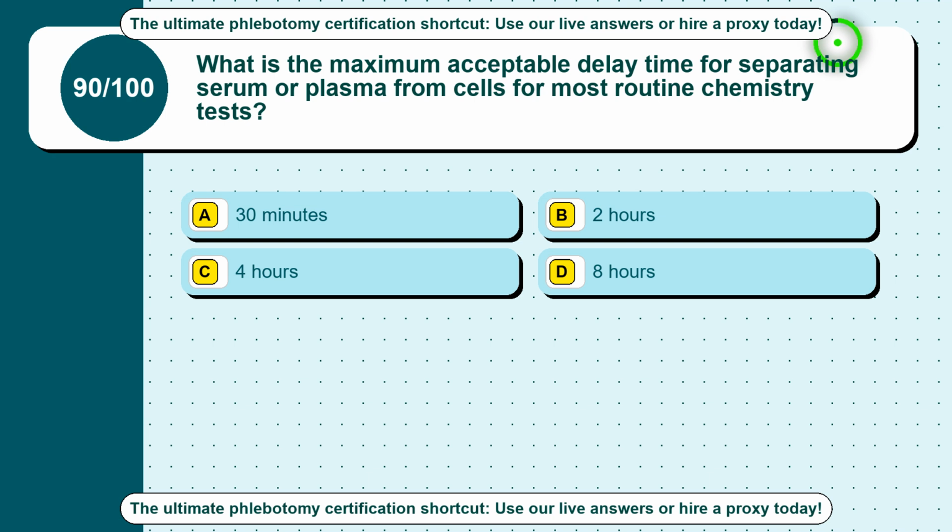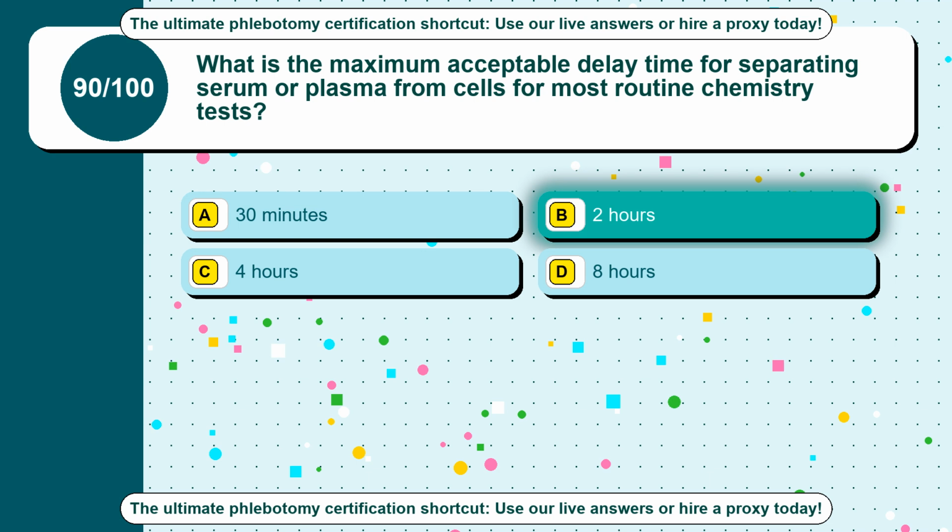Question 90. What is the maximum acceptable delay time for separating serum or plasma from cells for most routine chemistry tests? Option A, 30 minutes. Option B, 2 hours. Option C, 4 hours. Option D, 8 hours. The correct answer is option B, 2 hours.